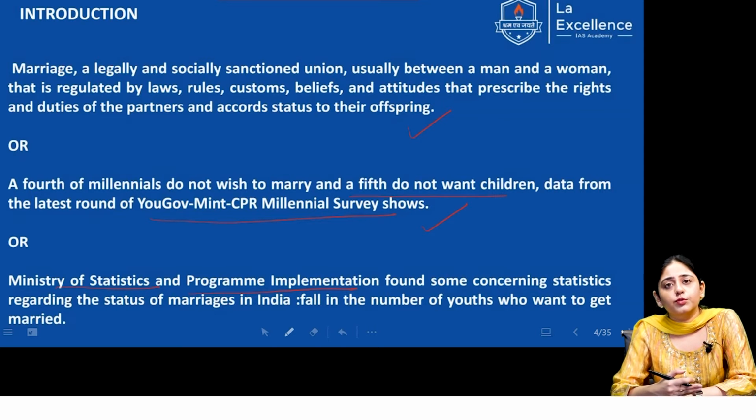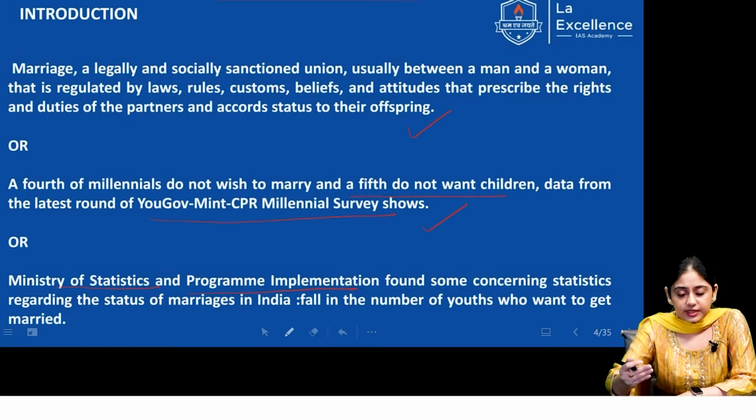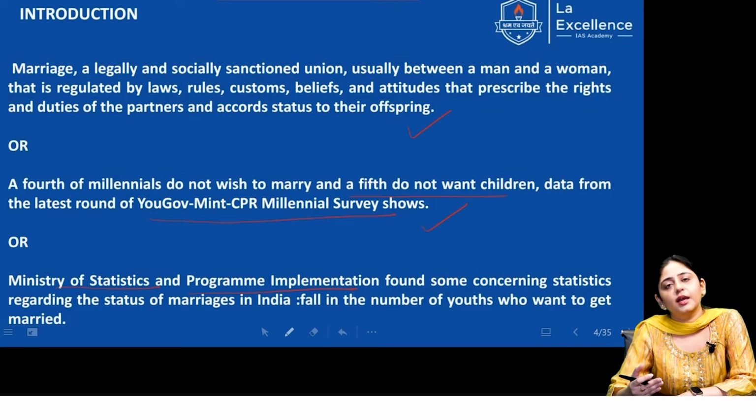The number of youth who want to get married is decreasing nowadays, right? So these are three ways. Choose any one way in your answer. This will save your time. Do one exercise: whatever term is given in your syllabus explicitly, just learn its proper definition. You'll save that 1 minute which you waste on thinking about the introduction.